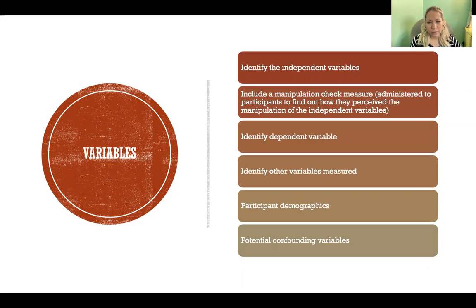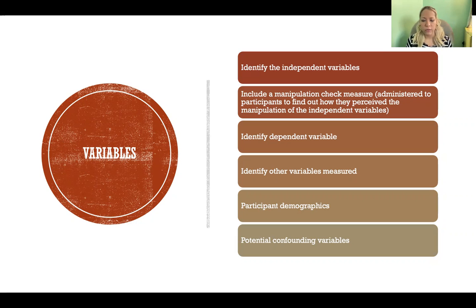So it's important to be aware of what the participants are perceiving as they're going through the study, because in some cases, in a lot of cases, the perception of the participants can certainly influence the results of the study. So it's important to know if they perceived it and what did they perceive.